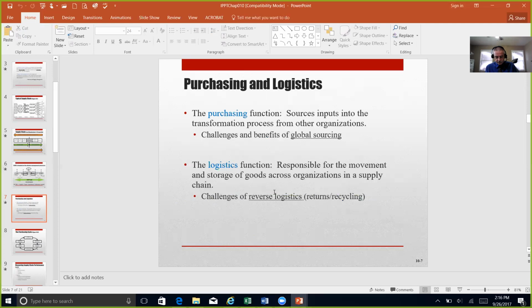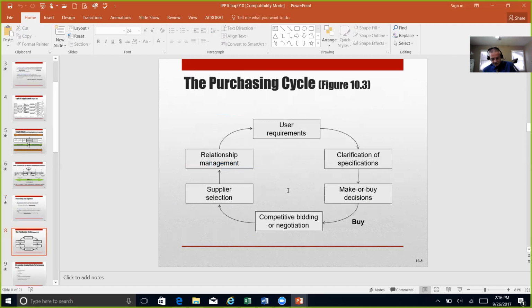Those objectives may be cost, quality, delivery, as well as flexibility when it comes to meeting the ever-changing needs and demands of our customers. The purchasing and the logistics function is really about how we go about moving those goods and services. We have this terminology called the purchasing cycle, which is figure 10.3 at the bottom of page 227, and how it goes into what we learned last week about how we take the user requirements and put that into our design engineering, making sure we understand what the specifications are, and how we go about buying and making those types of decisions, going through competitive bidding and negotiation, supplier selection, going into relationship management, then again cycling back to the user.